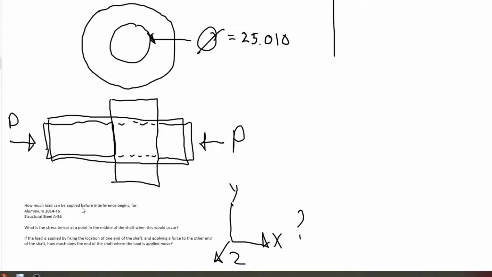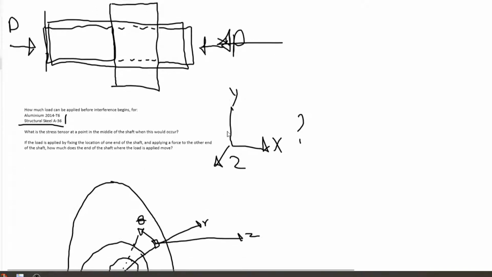So we're asking here how much load can be applied before interference begins for these types of materials. We've got aluminum 2014 T6, and structural steel A36. I picked those primarily because they're listed in the back of your textbook, where the material properties are given. So we're asking what load can be applied. We're also asking for the stress tensor at a point in the middle when this occurs. And if we do this by fixing one end and applying a moving load to the other, how much is that end going to move when this occurs?